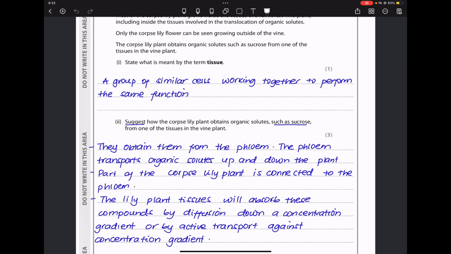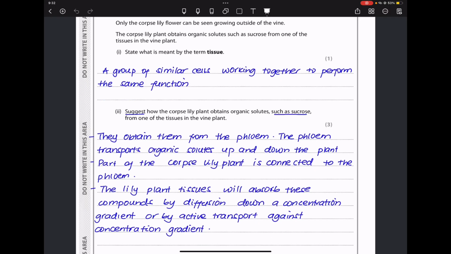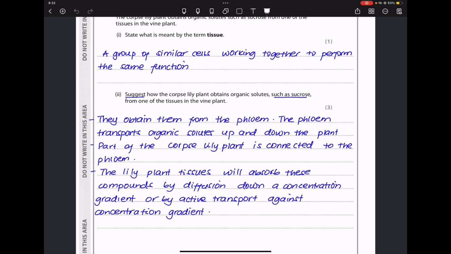Because they say the corpse lily plant has its tissues directly linked to the tissues carrying out translocation, and those are going to be the phloem, so I say they obtain them from the phloem. The phloem transports organic solids up and down the plant, and part of the corpse lily plant is connected to the phloem. The lily plant tissues can absorb these compounds by diffusion down a concentration gradient, or they could absorb them by active transport against a concentration gradient.